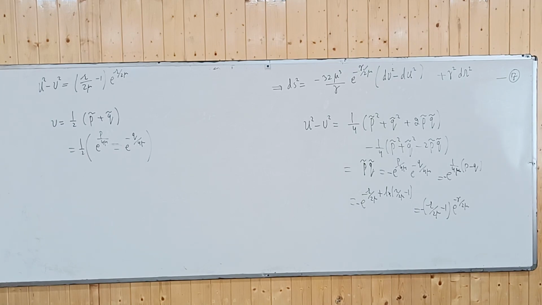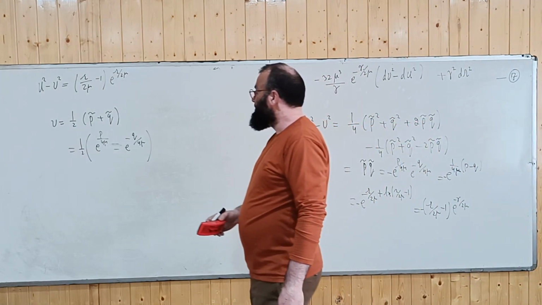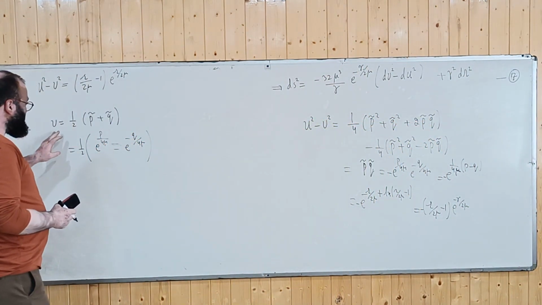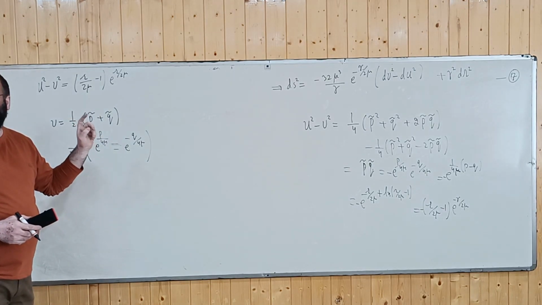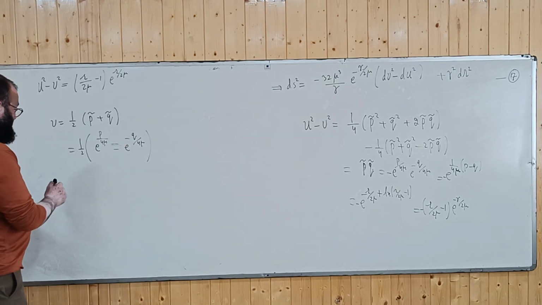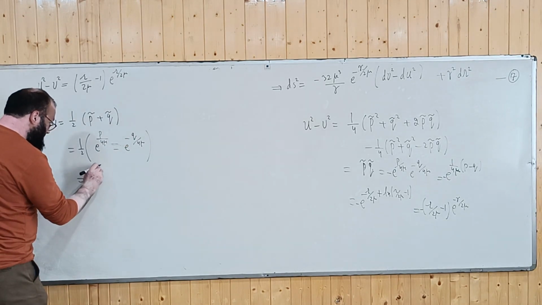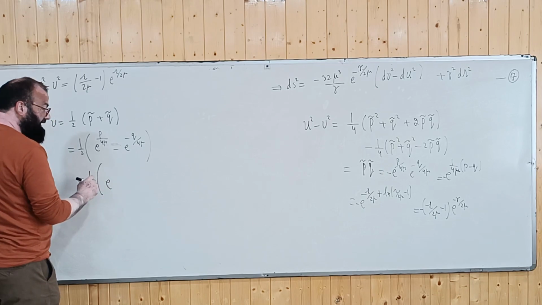Okay, so what I want to do is put this P and Q in terms of our original coordinates, in terms of the Schwarzschild coordinates. Understood? So what are those? So e raised to the power, what is P?